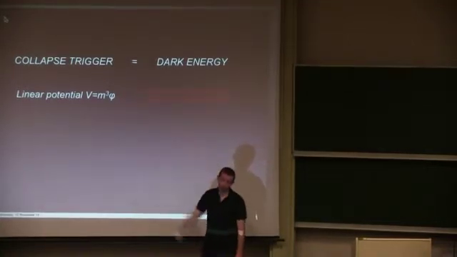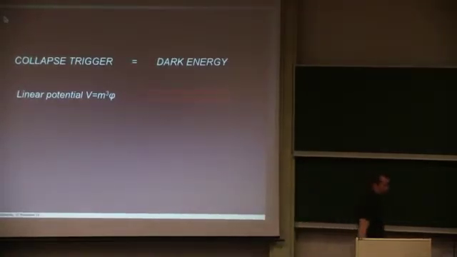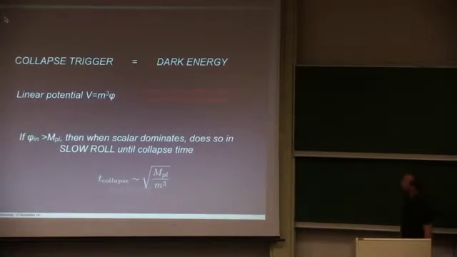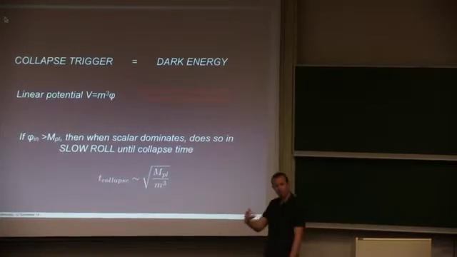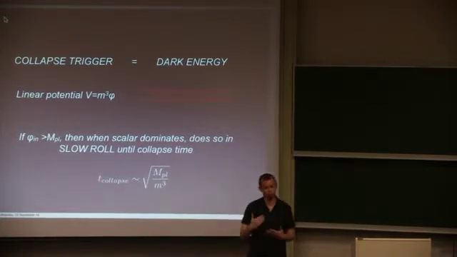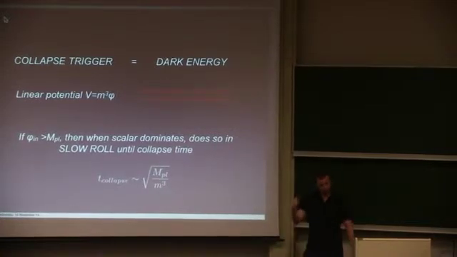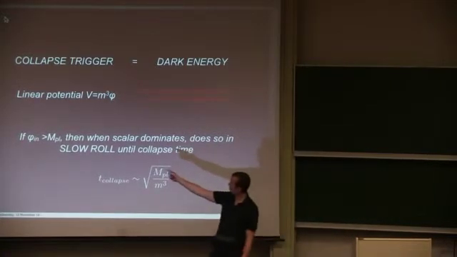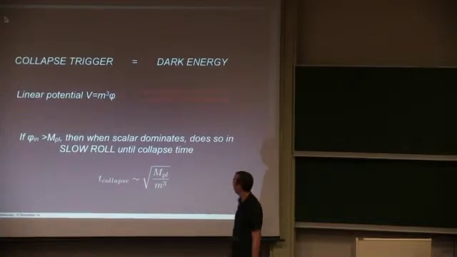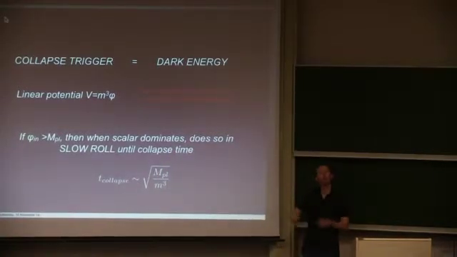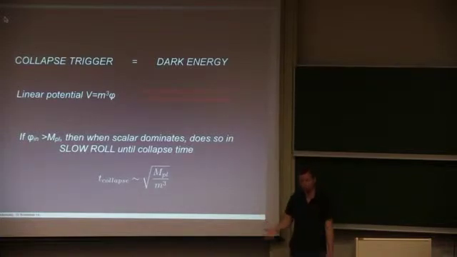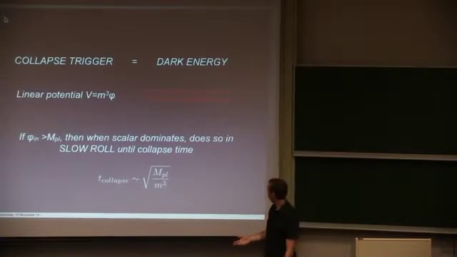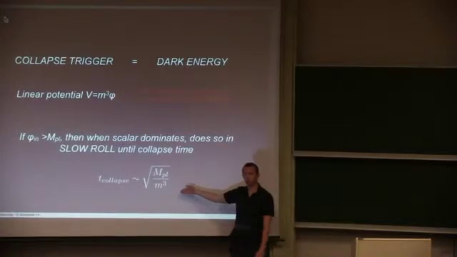The size of the coefficient here is also protected. So this is from matrix of correction. So this is a very elegant potential, very natural. And what you find is that eventually the scalar will dominate because cosmological collapse will always occur. If the scalar is big enough, if it's larger than Planck scale, at the point it starts to dominate, then it will do so in slow roll. This is true even in general relativity. And it does so until it collapses, until collapse kicks in.